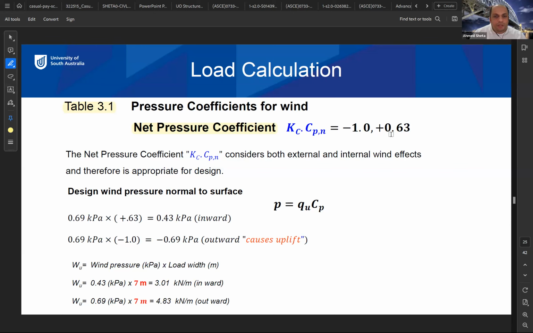Okay. So what we will do for this example: what is 0.69? It is the ultimate pressure. So ultimate pressure times 0.63 and ultimate pressure times -1. This will be ultimate inward and ultimate outward. What else do we need to calculate, as you mentioned, Erin?